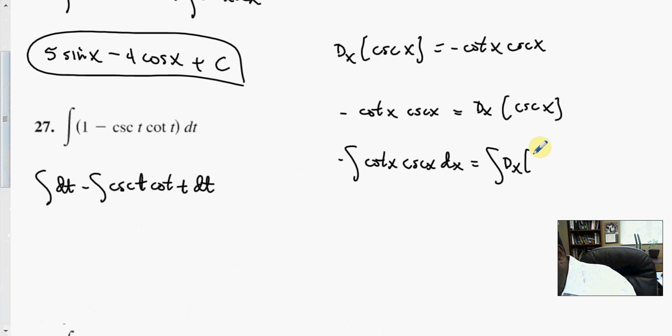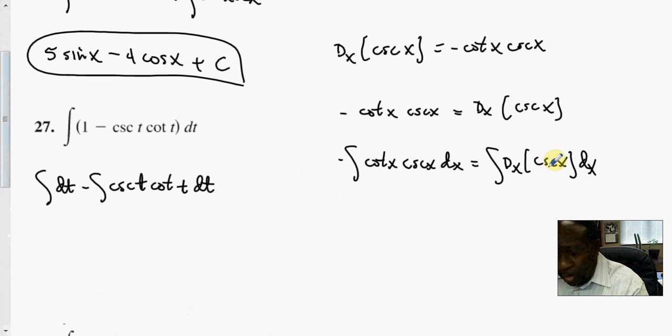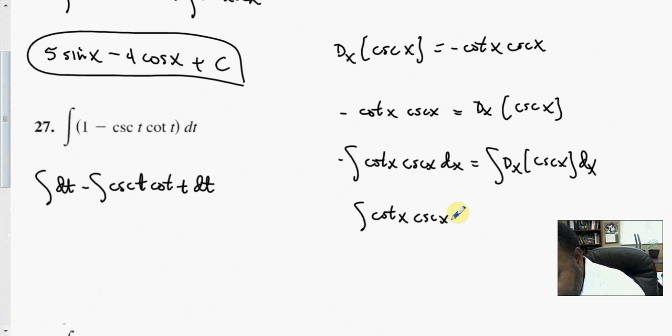the integral of the derivative gives us the identity term there. And I'm going to put this negative on the opposite side. So we have the integral of cotangent x cosecant x dx is equal to negative cosecant x plus some constant.